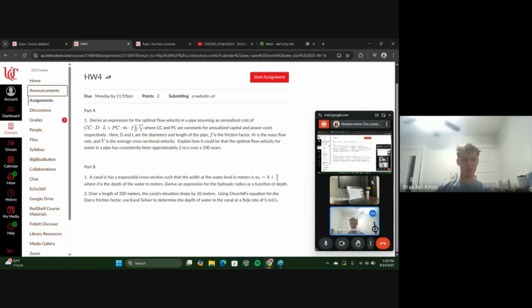This is homework 4, part B, part 1. A canal has a trapezoidal cross section such that the width at the water level in meters is WT equals 4 plus D over 4, where D is the depth of the water in meters. Derive an expression for the hydraulic radius as a function of depth.